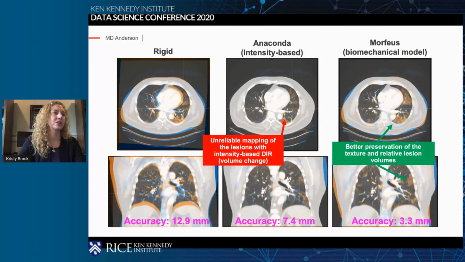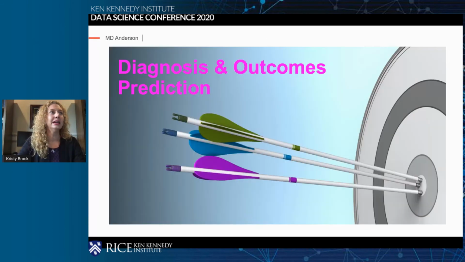This shows the results of the rigid registration, a more standard intensity-based registration, which provides a lot of distortion, and then better preservation of the texture with this and the improving accuracy. In my last 45 seconds, I'd just like to touch on the diagnosis and outcomes prediction.